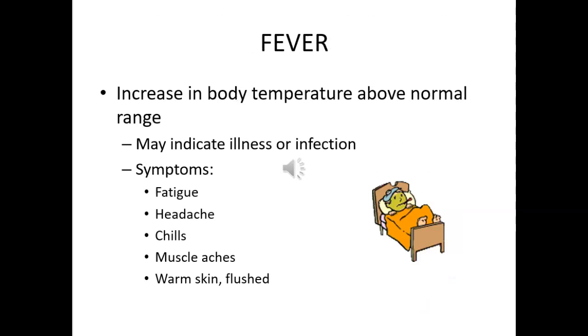Fever is an increase in the body temperature that's above the normal range, and this can indicate illness or infection. Symptoms when somebody has a fever can include fatigue, which is extreme exhaustion, headaches, chills, muscle aches, or warm, flushed skin. Make sure you report a fever to the nurse.